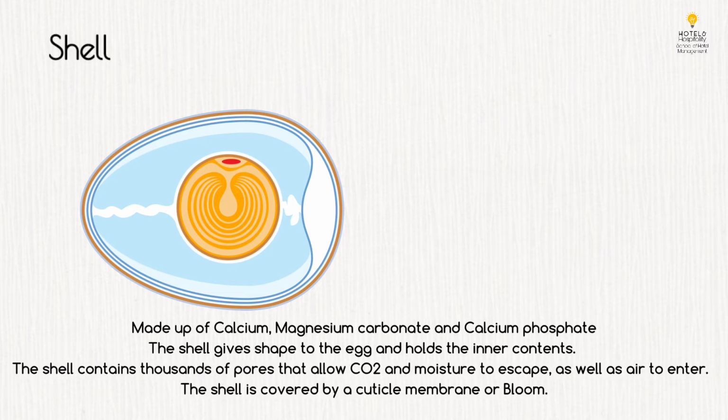The shell is covered by a cuticle membrane or bloom and should not be washed. The bloom acts as a protective covering, blocking the pores and preventing moisture loss and bacterial contamination. When eggs are washed before going to the market, the cuticle is removed. To protect the egg, the washed eggs are coated with a thin film of edible oil.